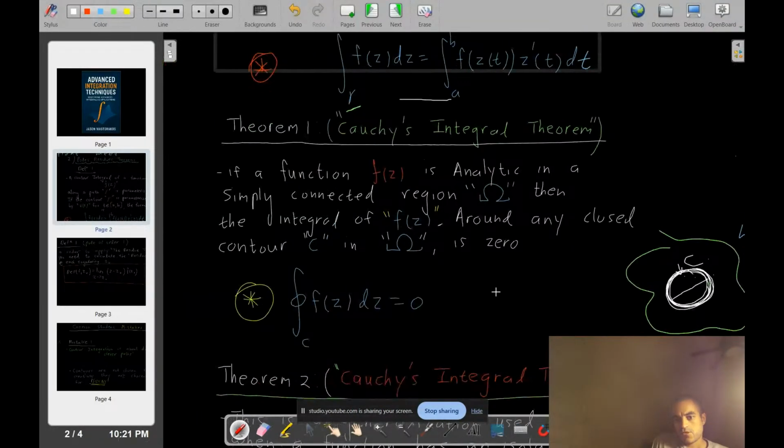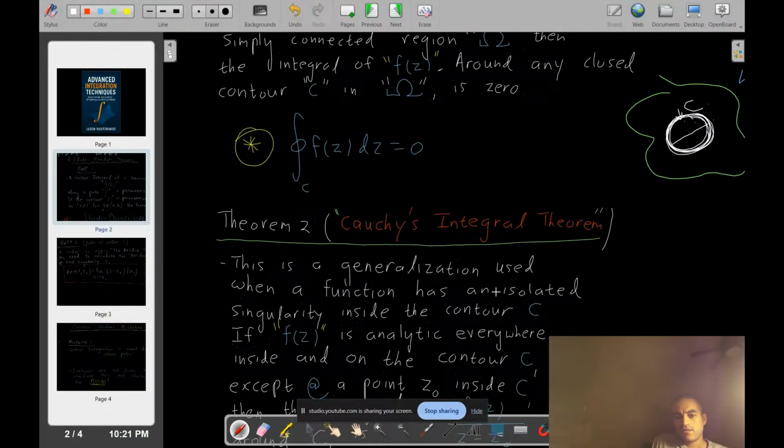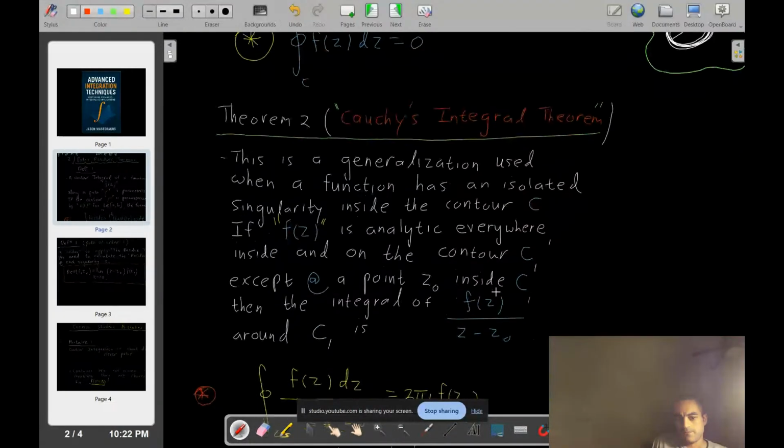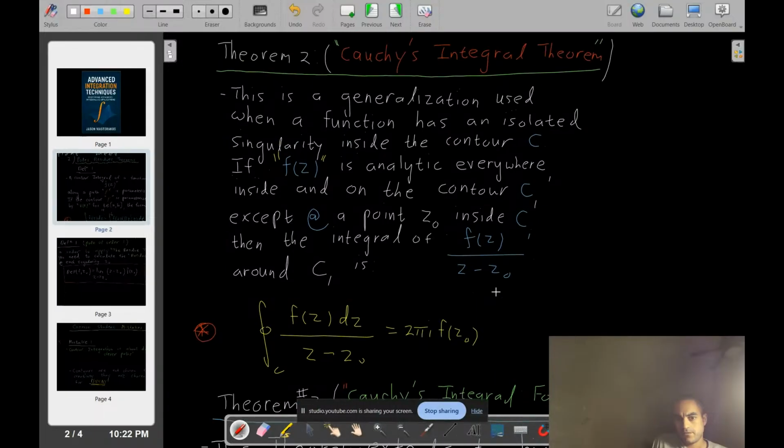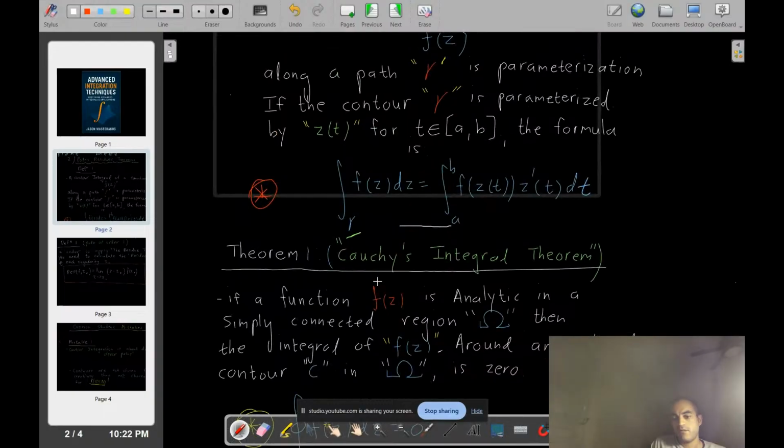Okay, so Cauchy's integral theorem. Now, then there is theorem 2 on Cauchy's integral theorem. This is a generalization of the integral theorem above. However, this generalization says when we have a function that has an isolated singularity inside the contour C. When I mean isolated singularity, that's another thing I want to discuss here that I forgot about. I talked about branch points. I talked about branch cuts. A singularity is what happens in the denominator.